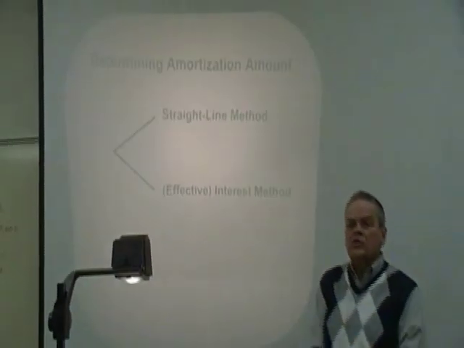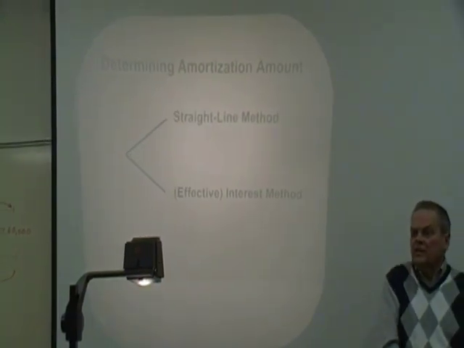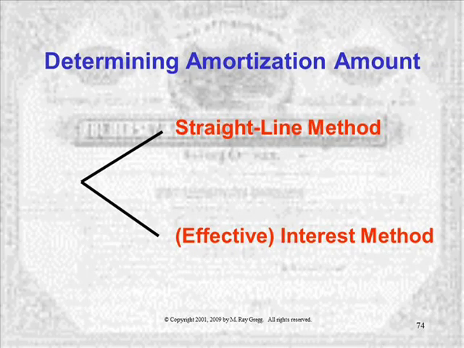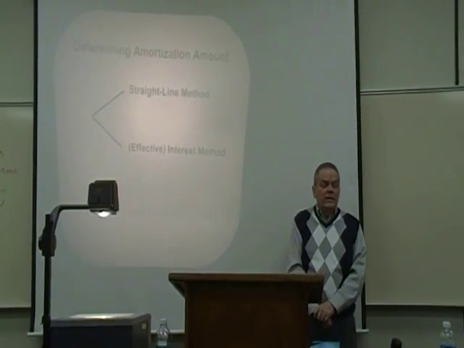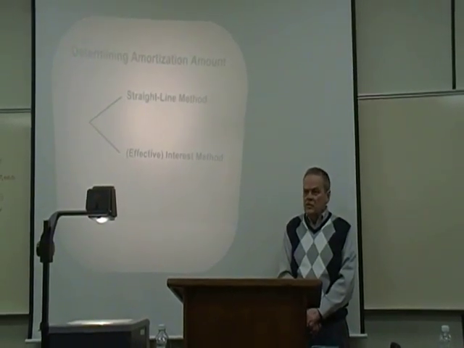The amounts of those increases can be determined in one of two ways. There are two acceptable methods for determining this: the straight line method and the interest method, the effective interest method, some people call it. The straight line method may have been in today's homework. Refresh my memory. Yes. Because it was the simpler of the two. I didn't want to overwhelm you. The interest method is the better of the two.